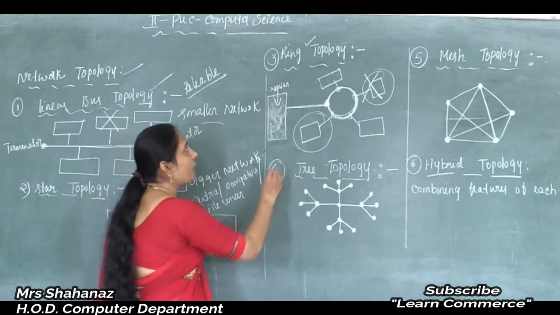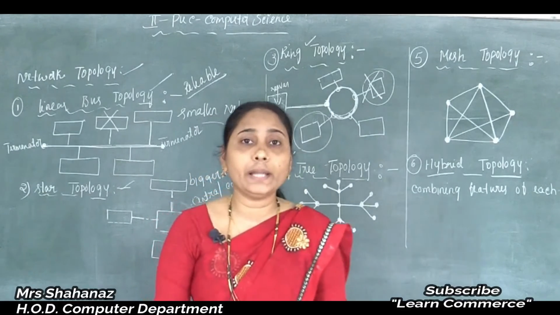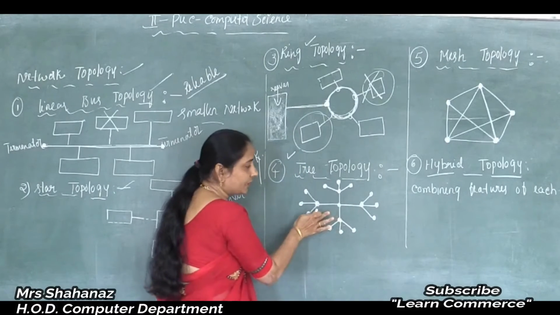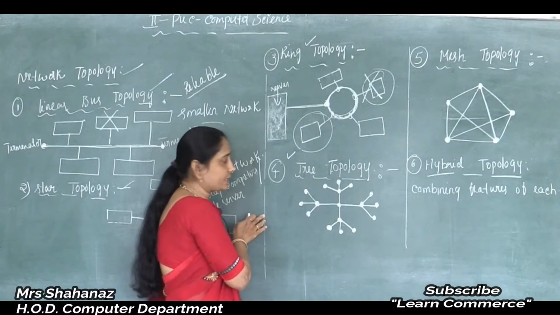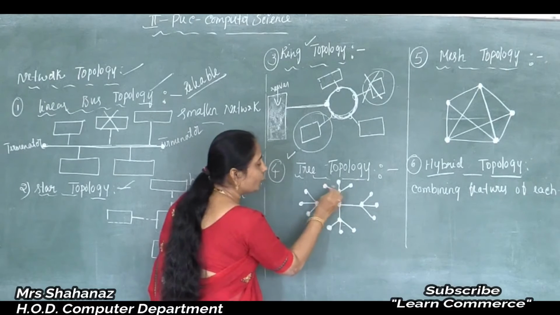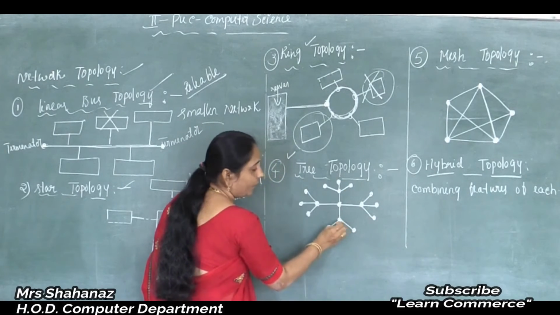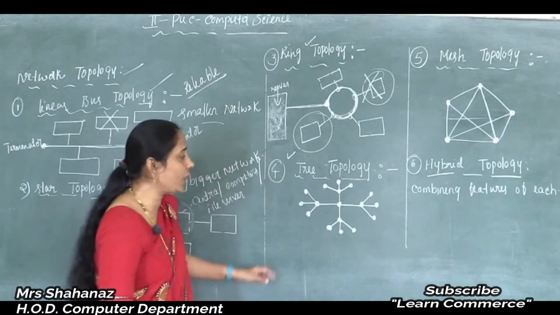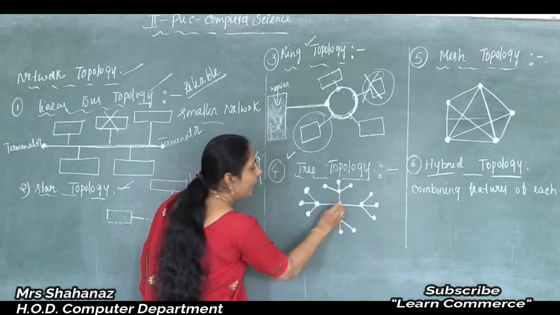Okay. Now after the ring topology, the next one is our tree topology. So what about the tree topology? This is the diagram here. Totally how many computers are there and connected in this case? So totally we can say this is one computer, 2, 3, 4, 5, 6, 7, 8, 9, 10, 11, 12, 13, 14, 15, 16, 17. All the dark points are called computers.